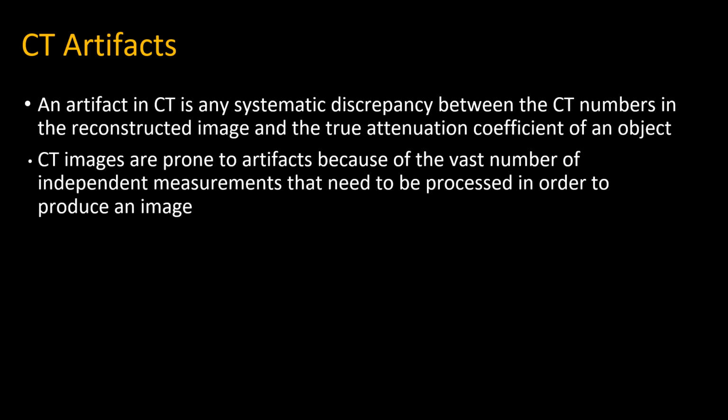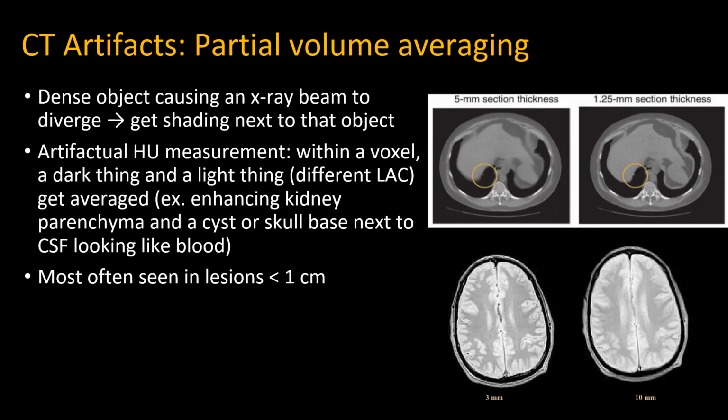An artifact in CT is any systemic discrepancy between the CT numbers in the reconstructed image and the true attenuation coefficient of an object. CT images are prone to artifacts because of the vast number of independent measurements that need to be processed in order to produce an image.